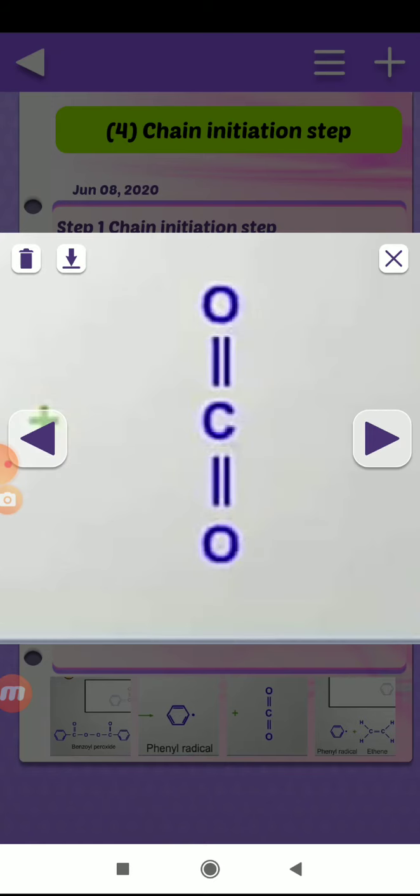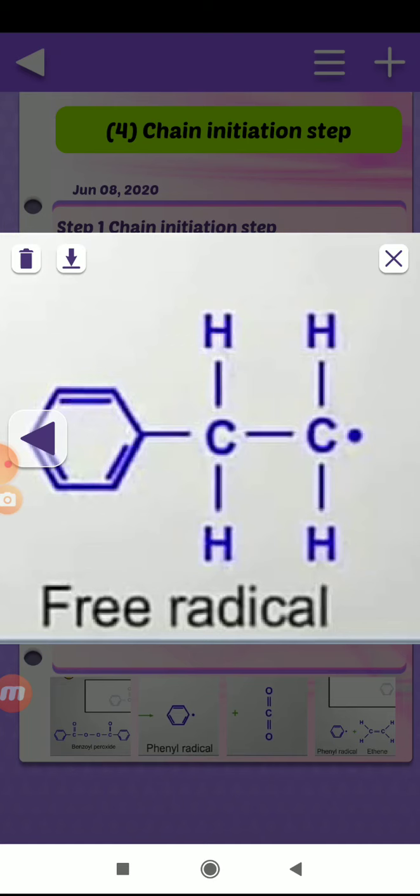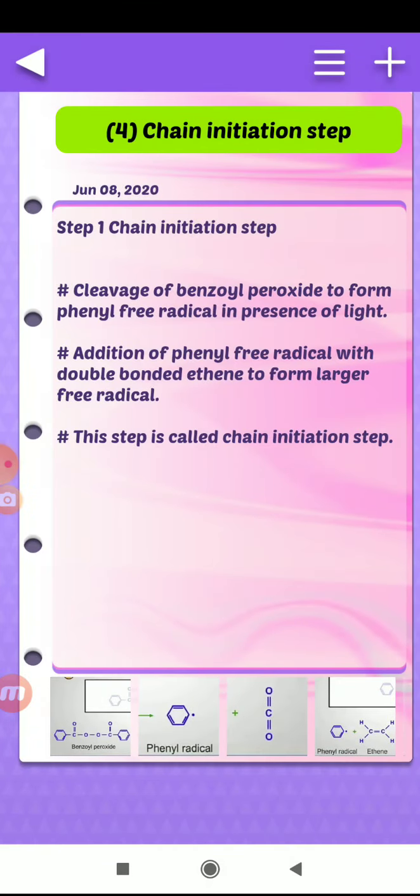From this, the phenyl free radical combines with one ethene molecule. It results in the formation of a free radical. Again a free radical is formed, but this free radical will be quite larger than the first free radical. So here is the addition of phenyl free radical to the double bonded ethene to form a larger free radical. So here there is an initiation, therefore it is called the chain initiation step.